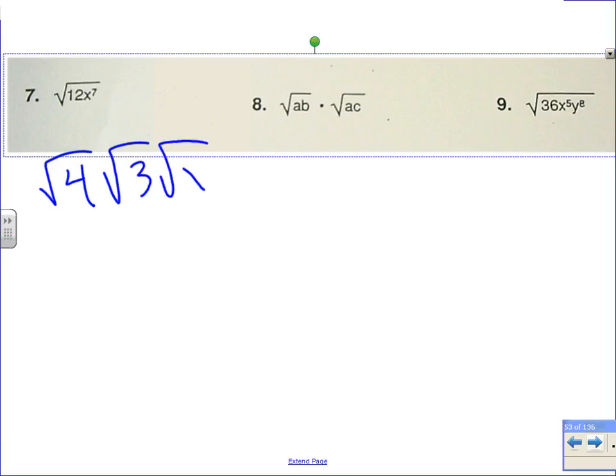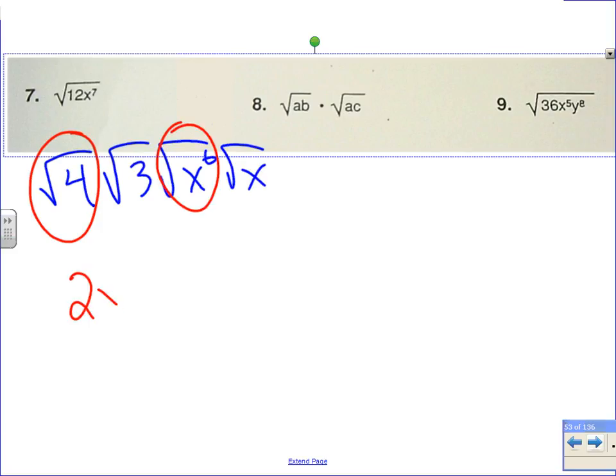So here's what Abigail did. At least this is what I think she did. She broke it down into 4 times 3. Square root of 4 times square root of 3. Square root of x to the 6, and then square root of x. Very good job. The only perfect squares we have here is square root of 4 and square root of x to the 6. So 2x to the 3rd, square root of 3x. Okay, Gio.